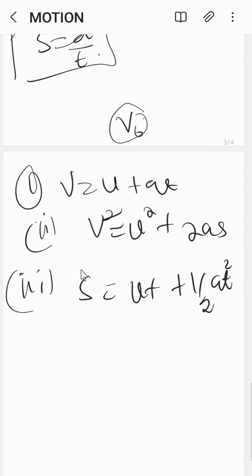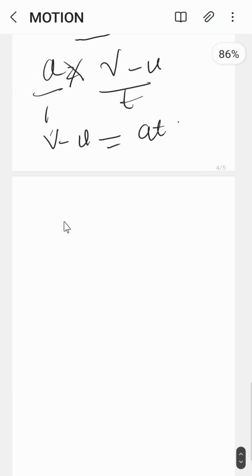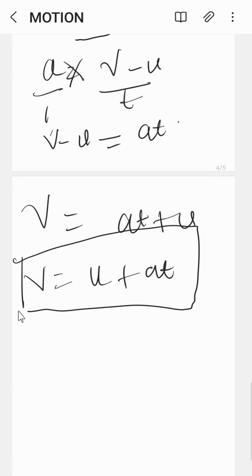All right, so how do we derive these equations? We start with the small equations that we had talked about. For the first one, since acceleration is equal to v minus u over t, you cross multiply, and you have v minus u is equal to at. Then if you're finding velocity, we'll say at plus u, which you can write as u plus at. This will help you find velocity under constant acceleration.